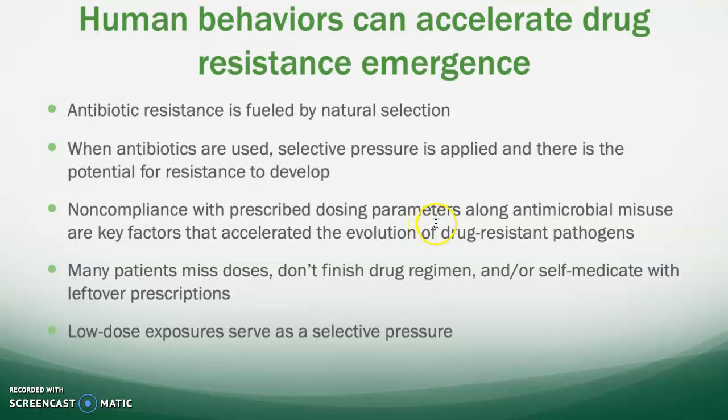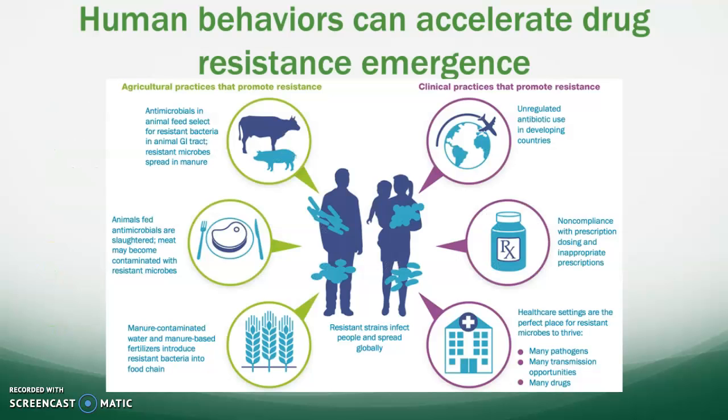So when we tell somebody to take an antibiotic for 10 days and they stop early, often these ones that have slight resistance have a great chance of surviving. We can also see that many patients miss doses or they self-medicate with leftover prescriptions. And this is basically just selecting for those microbes that can survive a little bit of the drug, but not a full dose. And so this low dose exposure actually serves as selective pressure.